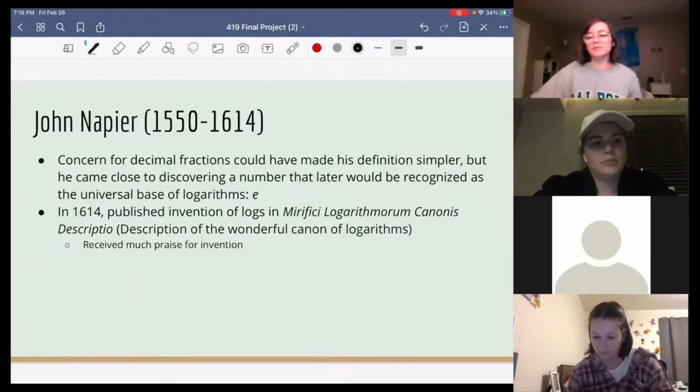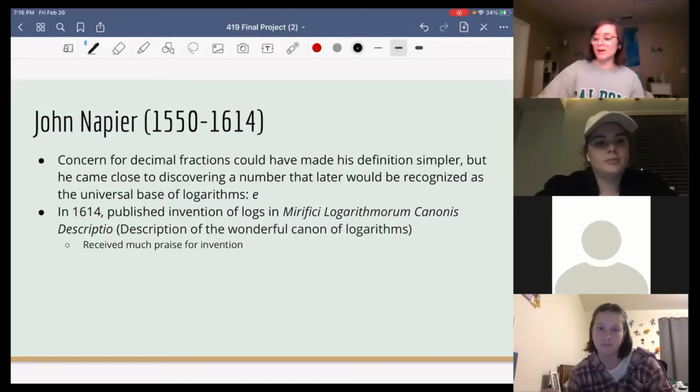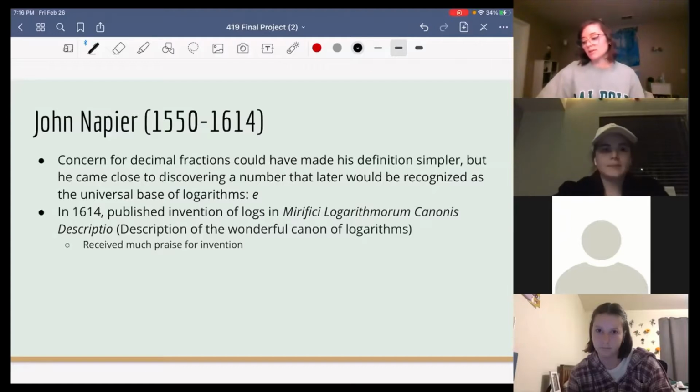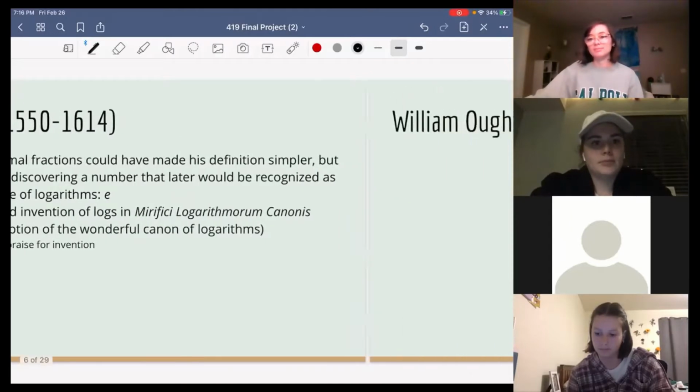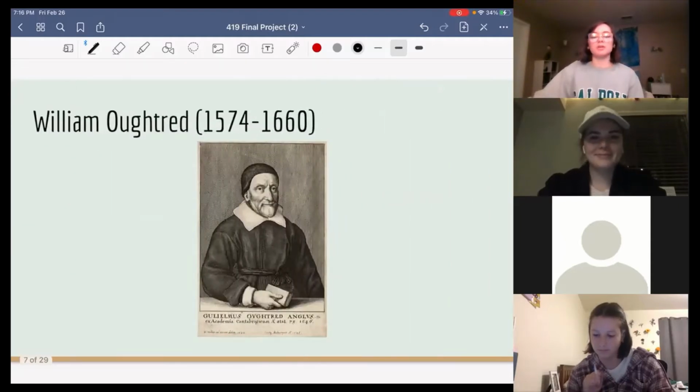And so in 1614, he published his invention of logs in Mirifici Logarithmorum Canonis Descriptio, which is a description of the wonderful canon of logarithms. And he received actually a lot of praise for this invention, including from Kepler, who used them with great success in his elaborate calculations of the planetary orbits. Pretty cool. All right, William Oughtred.